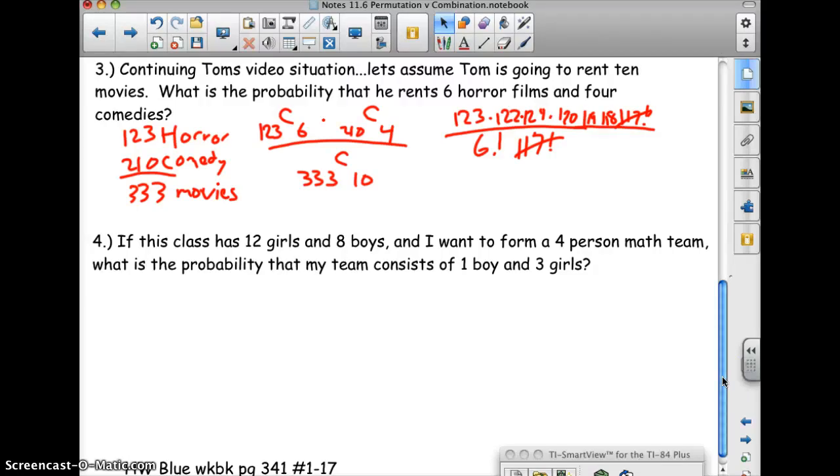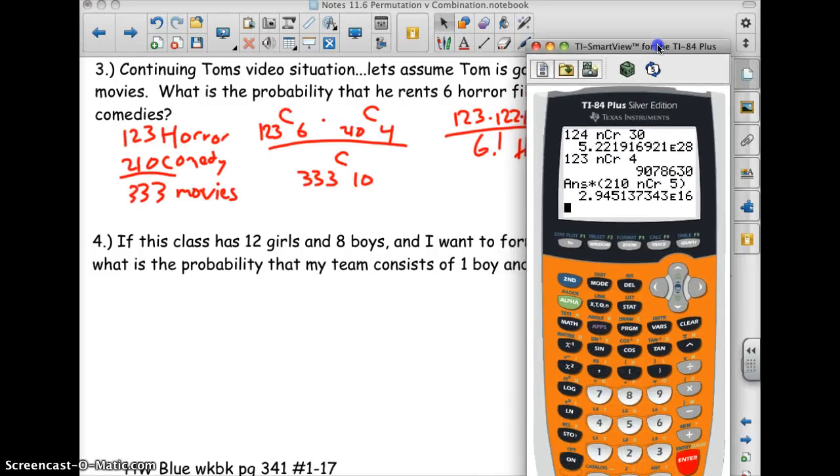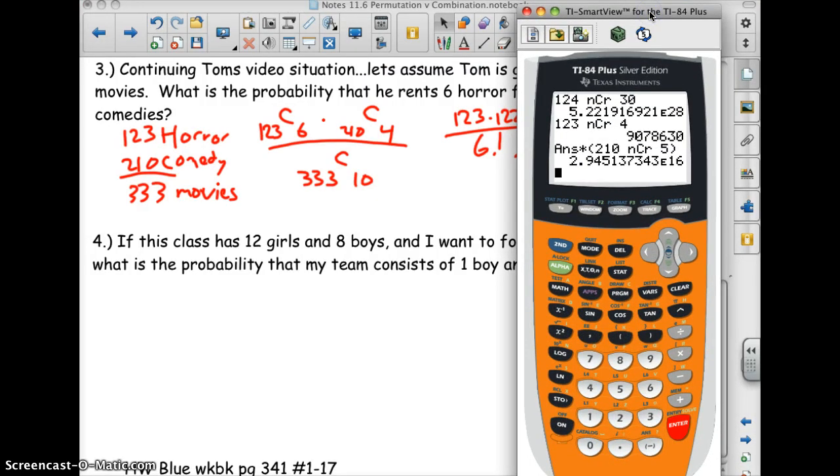And then you do 210C4, and you do that over 333C10. Those numbers are big, and they have scientific notation, and then you just kind of simplify them. The way to make sure that you don't screw anything up and have too many rounding errors is to do it all at once. So I'm going to do this all at once.